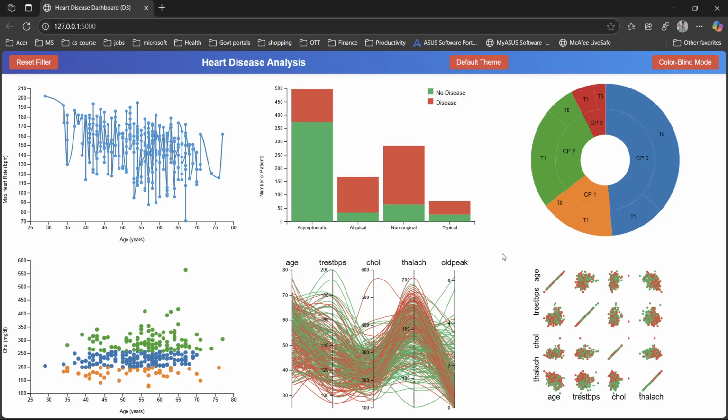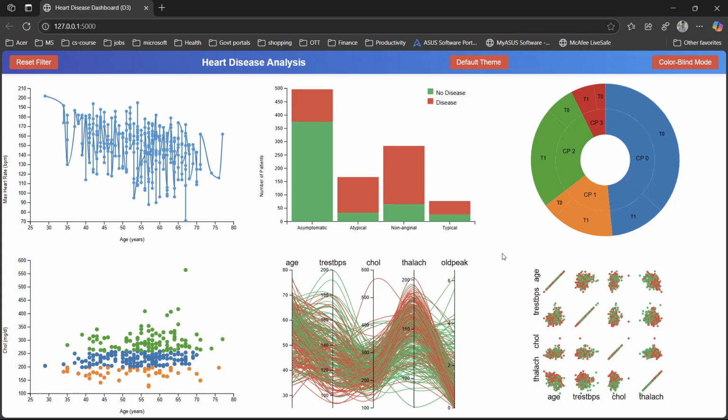Heart disease remains a leading cause of death globally, and analyzing related data can uncover patterns that improve diagnosis, treatment strategies, and patient outcomes. So this project leverages D3JS to create a suite of visualizations that not only display data but also allow users to explore it actively, making it a valuable tool for both analysis and education.